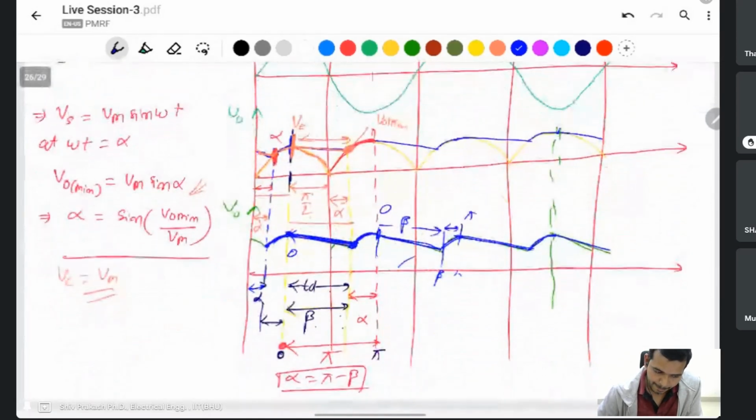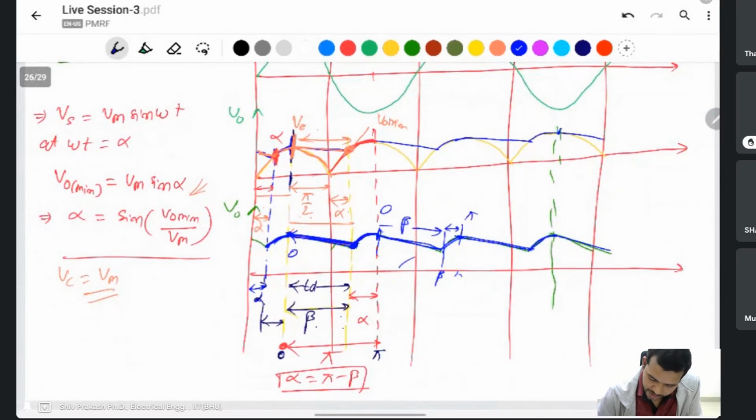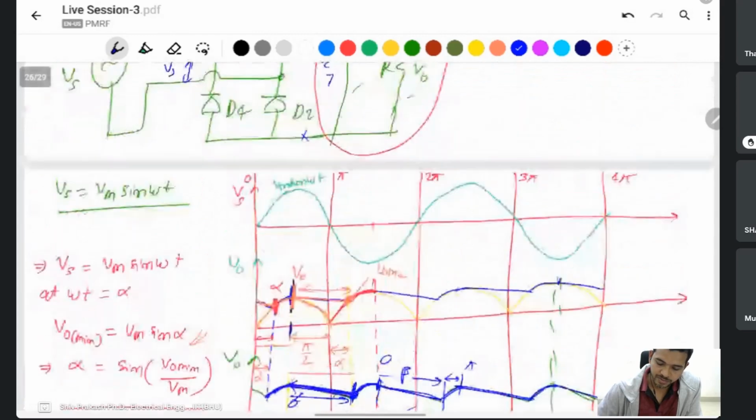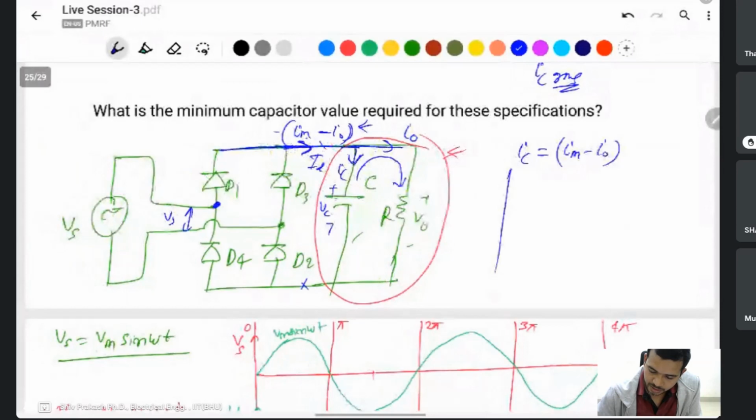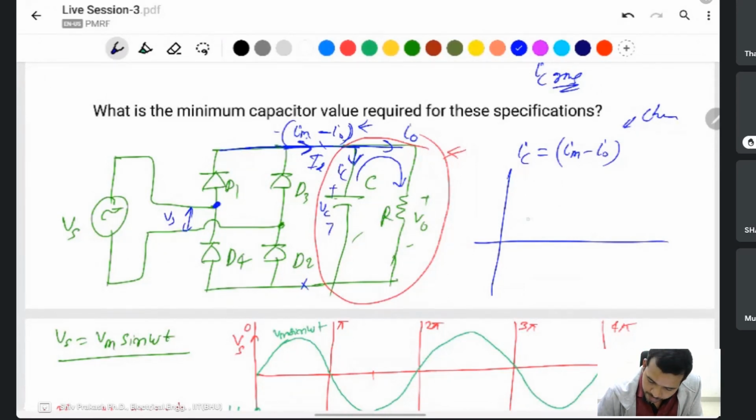If you take this one as 0 and this one as beta, then beta to pi is pi minus beta. Can you understand this? Sir, while charging there will be current flow in C, and while discharging also there will be current flow in C. I will explain. This part is only the charging condition. Discharging is a different waveform.